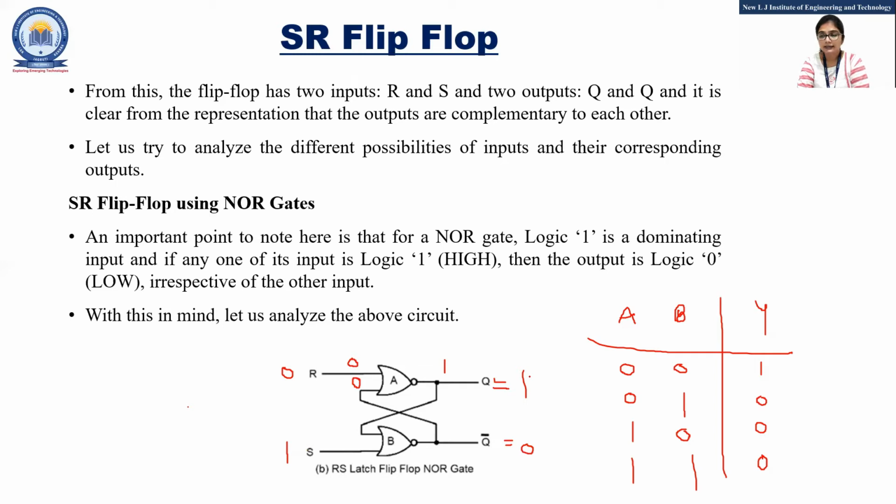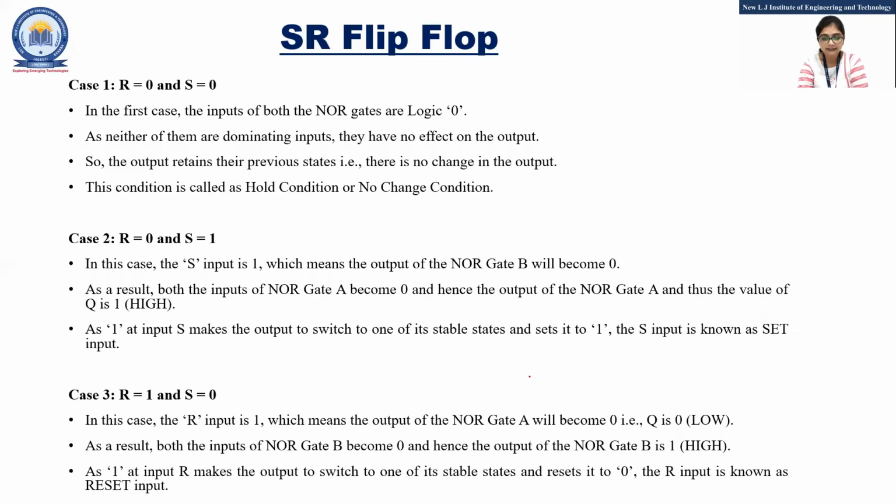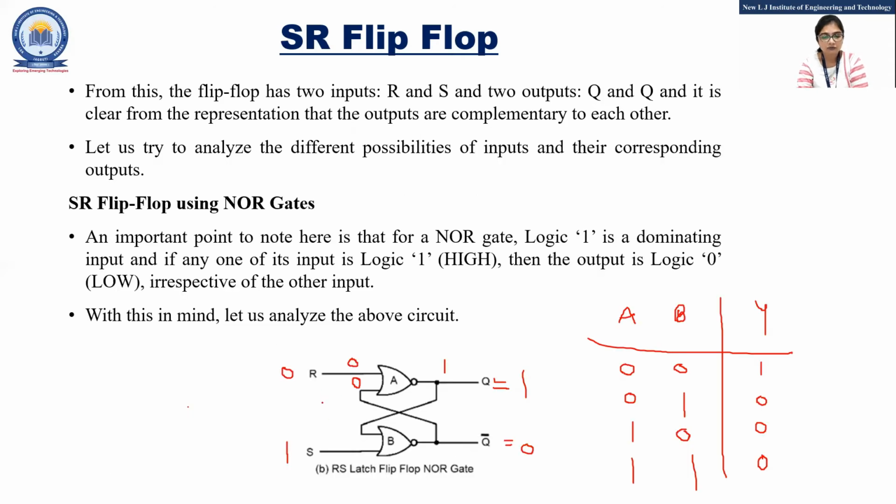This is what? Set mode. Next case, that is R is equal to 1, S is equal to 0. In this case, the reverse of the previous case, here we are taking 1 and this input 0. So as you know, if any one of the input is 1, output will be 0. So here in the third case, we are getting 0. So instead of 1, now we are getting 0.